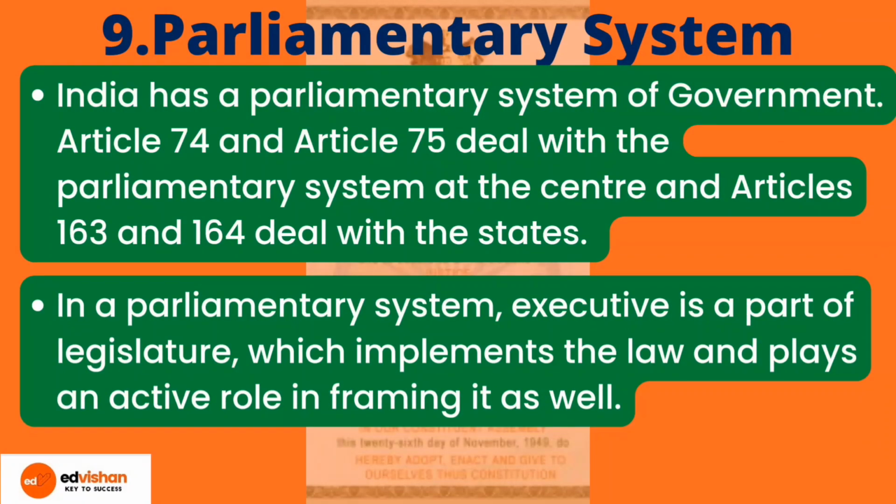Nine, parliamentary system. India has a parliamentary system of government. Articles 74 and 75 deal with the parliamentary system at the center, and Articles 163 and 164 deal with the states. In a parliamentary system, the executive is a part of the legislature, which implements the law and plays an active role in framing it as well.